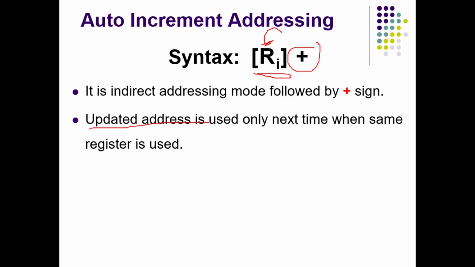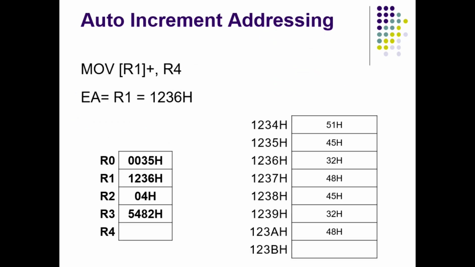I can explain using one example so that you can understand it very easily. Here you can see I have used auto increment addressing mode at the source operand. My destination operand is the R4 register. What happens when this instruction executes? I told you auto increment addressing mode is nothing but indirect addressing mode using register. See, this is indirect addressing mode using register, meaning I am using R1 as the indirect register.